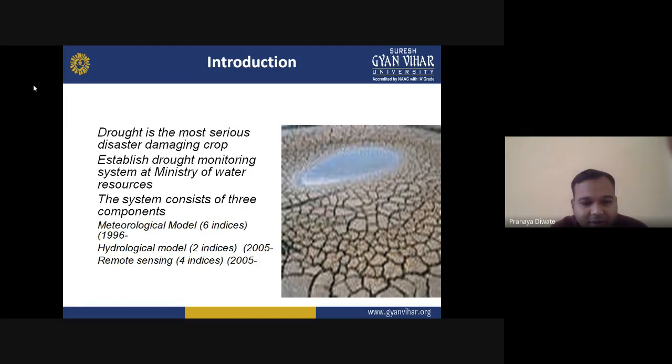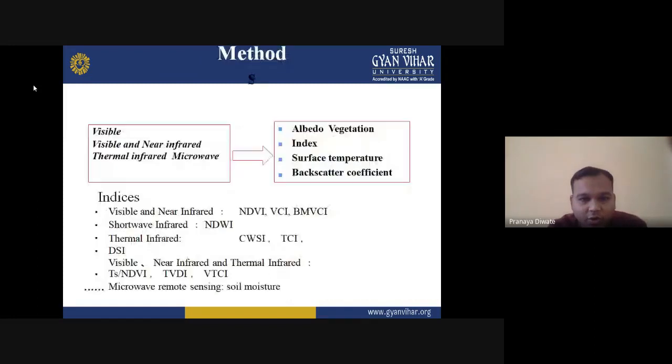The system consists of three components: meteorological model, hydrological model, and remote sensing. These are three different kinds of components which we use to study this drought.